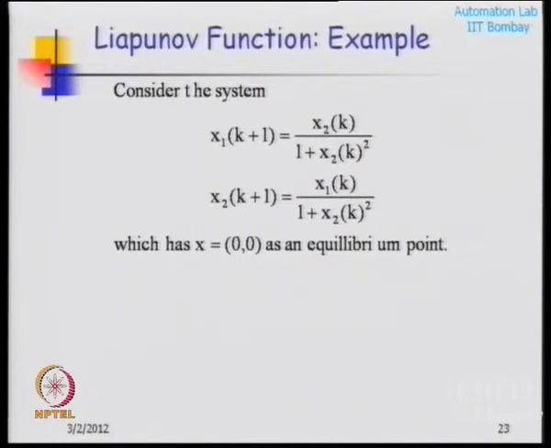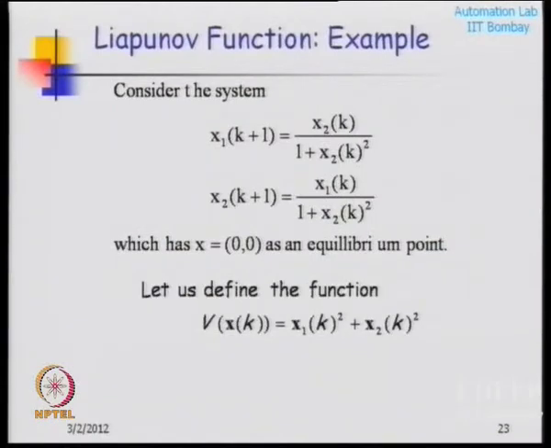Now let's look at this particular system. This is a very, very simple system. The equilibrium point is 0, 0. If you do linearization of this system at 0, 0, you will find that the system has two poles on the unit circle.